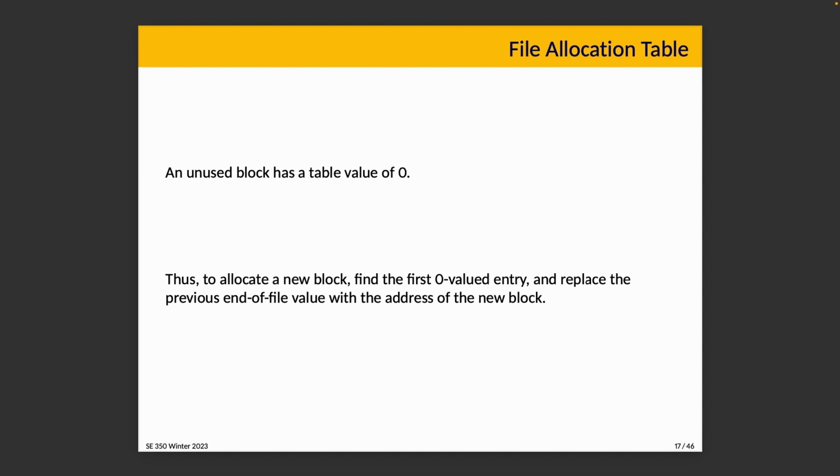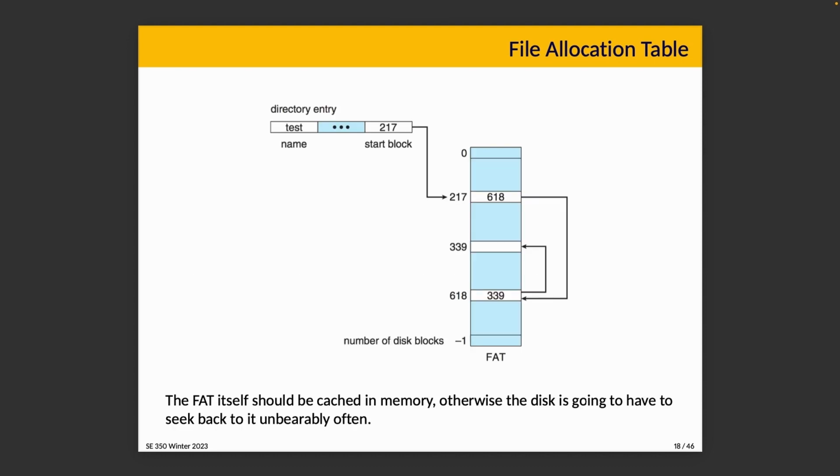Thus, to allocate a new block, we look for the first 0-valued entry, replace the previous end of file with the address of the new block, and then we're ready to go. And so it looks something like this, right? There's a directory entry, the file name is called test, and the start block is 217. At the end of that block, it says, okay, the next one is 618. 618 points to 339, and then the blank in there is used to indicate the magic end of file value. The file allocation table itself will likely be cached in memory. Otherwise, we have to go back to it relatively often.